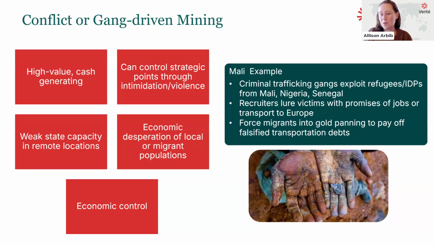So in these cases, we sometimes see trafficking into an area. There's an example in Mali where there's criminal trafficking, essentially gangs or armed combatant groups, anti-government groups, who control gold mining in areas outside government control, especially in the north of Mali. Mali is a country where there's a lot of poverty. It's also surrounded by other countries where there's been a lot of unrest and displaced people. So these traffickers are luring people from Mali, but also from neighboring countries like Nigeria and Senegal. They're promising them jobs and transport to Europe.